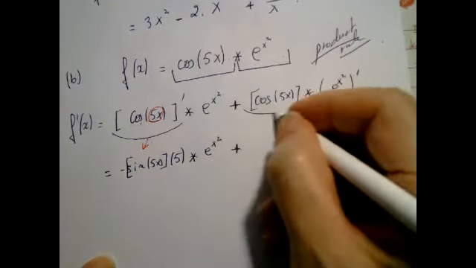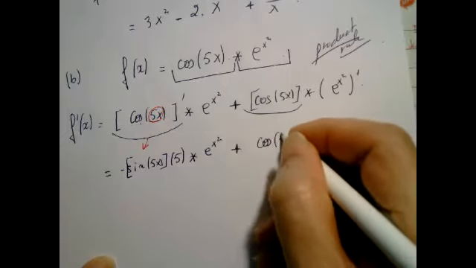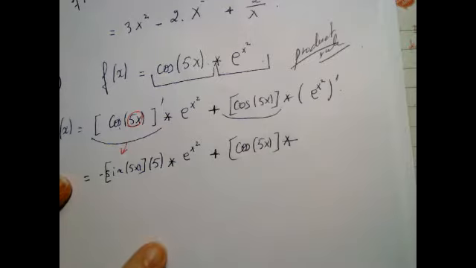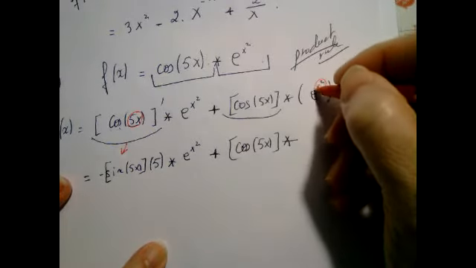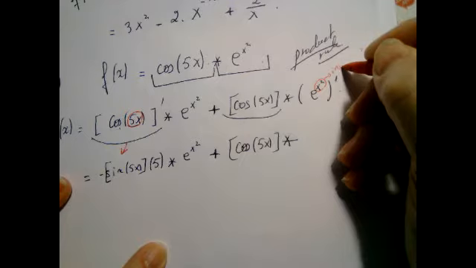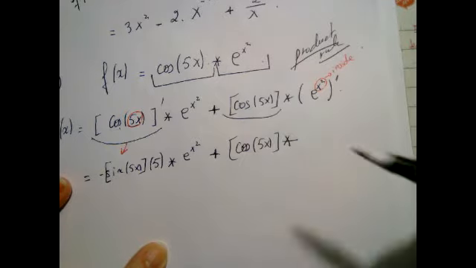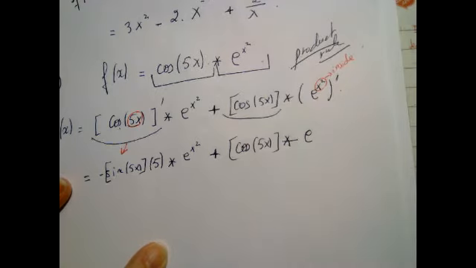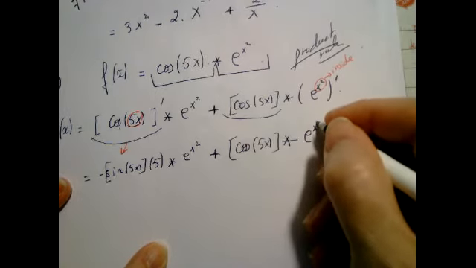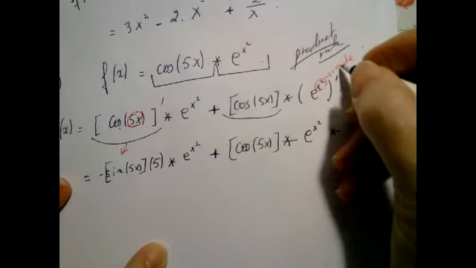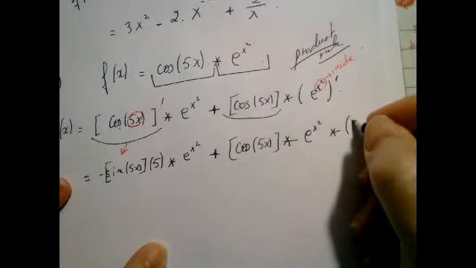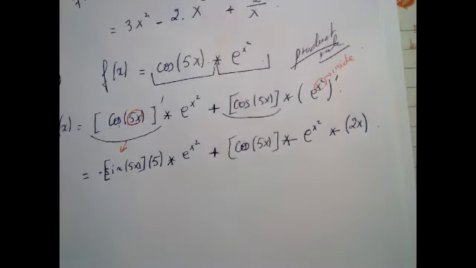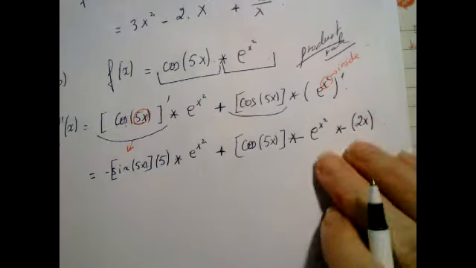plus cosine 5x times, again, the derivative of e to the x squared, that's a chain rule. That's my inside function, and the outside is the exponential. So it's the derivative of the outside. Derivative of e to the u is e to the u, evaluated at the inside, times the derivative of your inside, which is 2x. Okay, crucial to remember those, especially the chain rule.